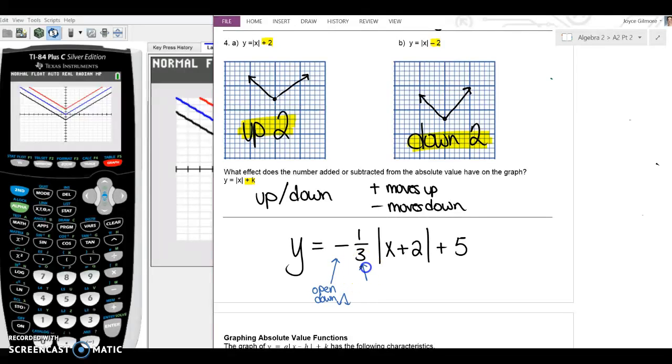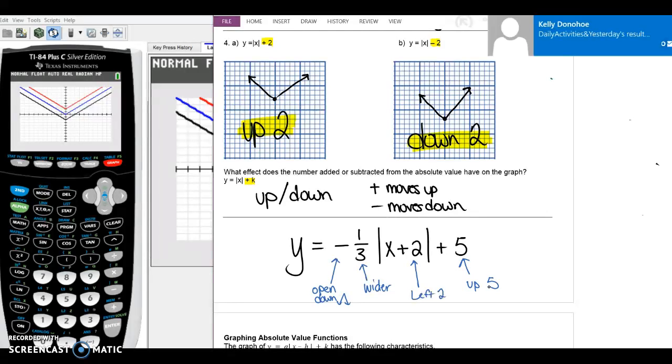How about the 1/3? Is that going to make it wider or narrower or the same as just a plain y equals absolute value of x? Wider. How about the +2? What's that going to do? Left 2 units, and the +5, up 5 units. So for the assignment, you should not need to use the graphing calculator. You should be able to just look at the function and figure out all of these pieces. If you'd like to check yourself with the graphing calculator, you may, but you don't have to.